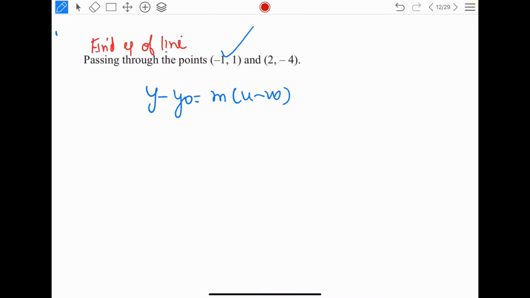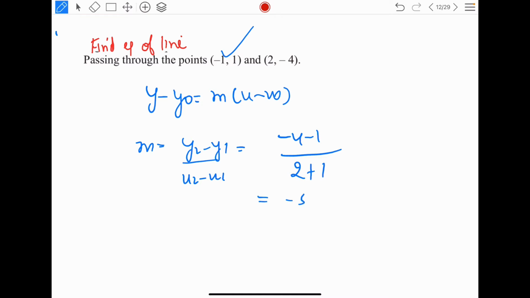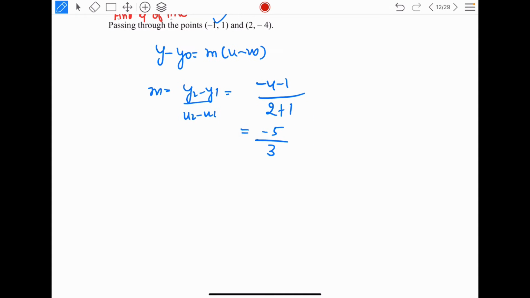And for the m, let's find out the m. y2 minus y1 upon x2 minus x1. That means y2 minus 4, minus 1 minus 4, minus 1 upon x2 minus x1. 2 minus minus 1, that is 2 plus 1. Minus 5 upon 3. This is my slope. So what's my equation going to be? y minus (minus 1), so y plus 1, is equal to minus 5 by 3 times x minus 1 plus 1, because minus 1 here. X naught, y naught, I repeat again, can be any point.